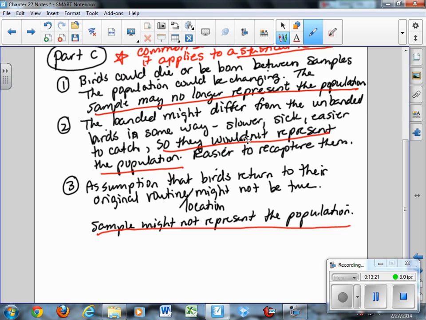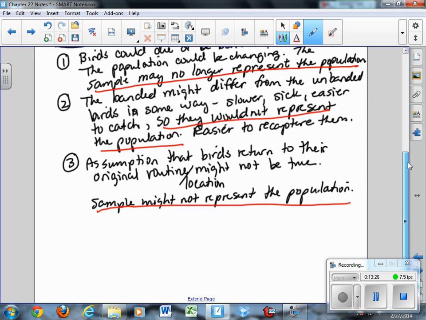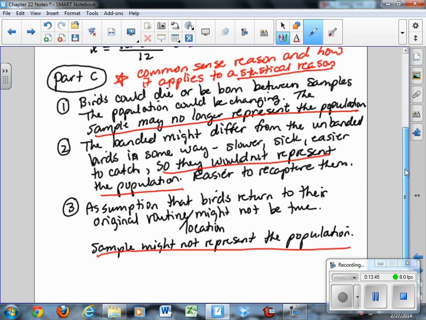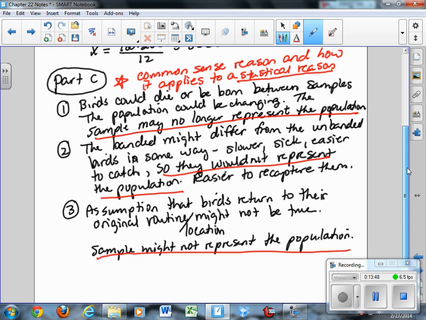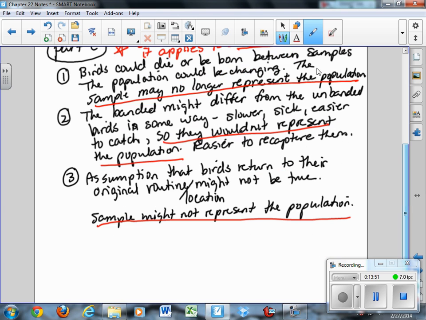The assumption that birds return to their original routine and location might not be true. Maybe once they're banded, the other birds won't hang around them anymore, and so they're isolated in one part of the island. So once again, the sample might not be well mixed, and so it might not represent the population. The big idea here is that our sample of 180 birds might not represent the population of birds on the island for one of these reasons. So you give one of these reasons and then explain that it might be an unrepresentative sample because of that. Hopefully that's helpful to you as far as going through this problem. If there's anything you don't understand, please ask in class about this.